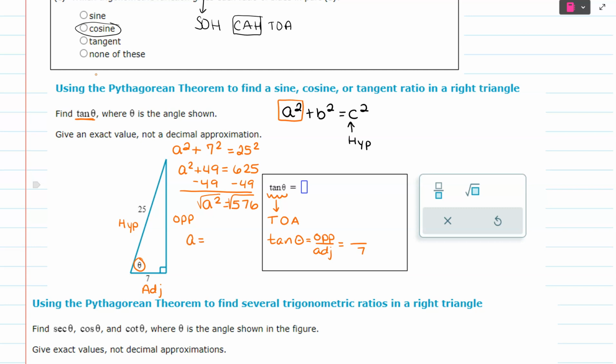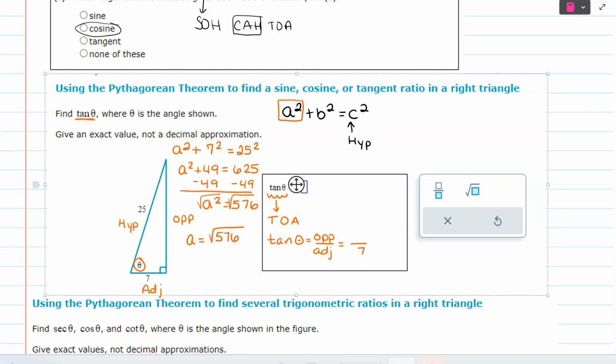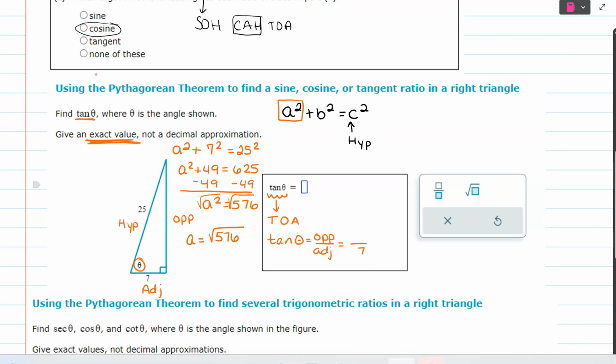So a is going to equal the square root of 576. Now, I think it might be a perfect square. It might not. So I'm going to use my calculator first, because you see here it says give an exact value. So if you go in your calculator and it gives a decimal, then you have to simplify your radical and keep it as a radical. But if you do the square root of 576 and it comes out to a nice number, perfect. So let's try it.